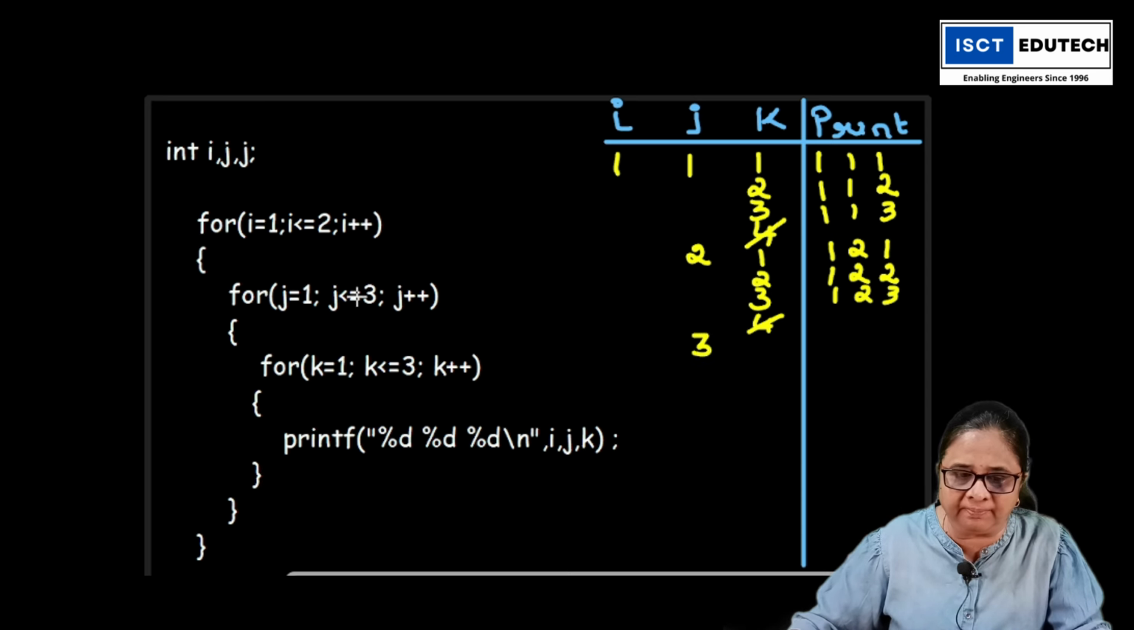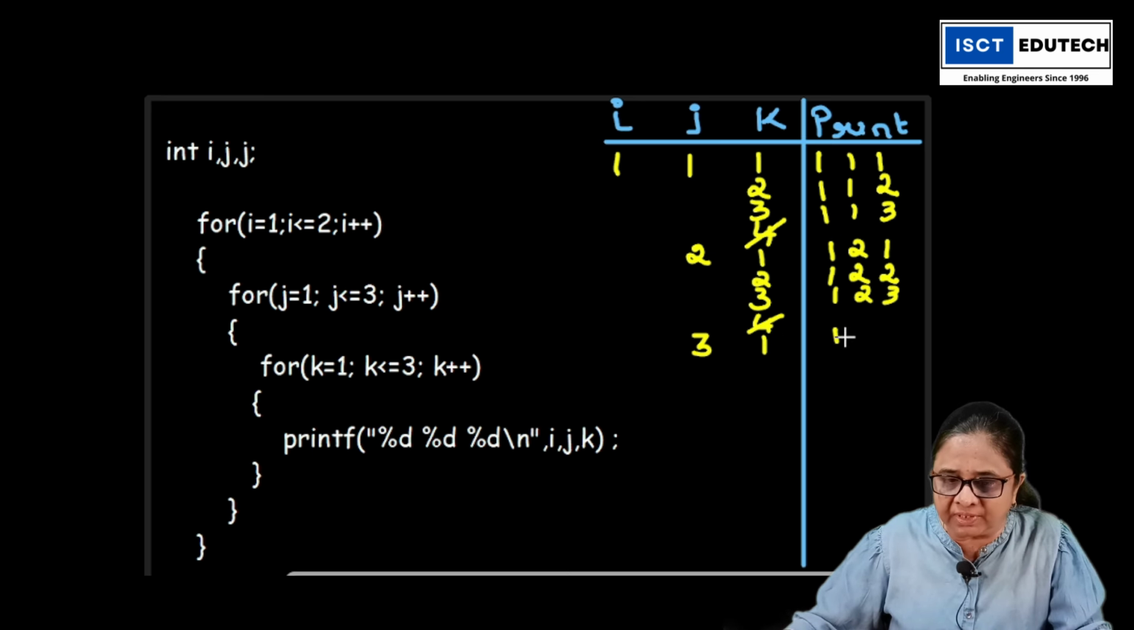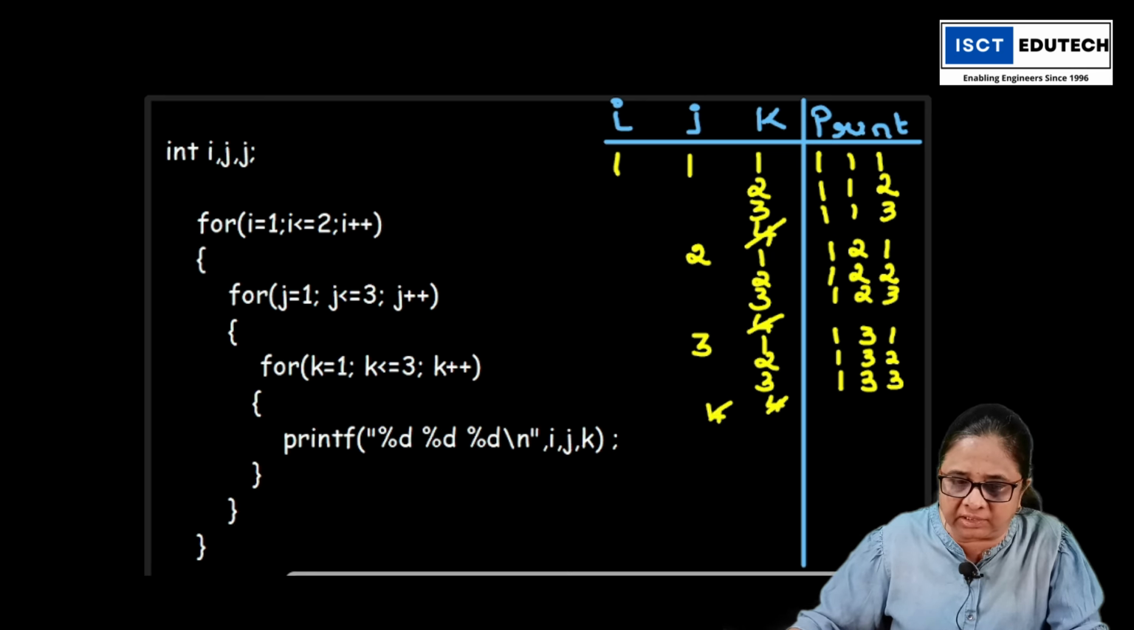J becomes 3. 3 less than or equal to 3. True. So it enters the J loop, where K is again taken as a new loop. So K starts with 1. So 1, 3, 1. Then K becomes 2. 1, 3, 2. K becomes 3. 1, 3, 3. K becomes 4, false. Comes out of the K loop. Now goes back to J. J becomes 4. 4 less than or equal to 3. This is also false. So comes out of the J loop.